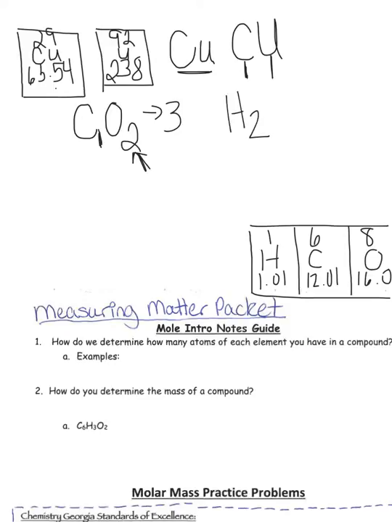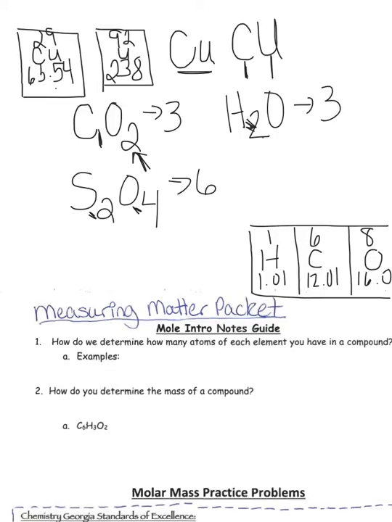If I have H2O, which is water, that little 2, called a subscript, is attached to just that hydrogen right there. So in H2O, there are also 3 atoms. 2 of them are hydrogen, 1 of them is oxygen. If I have disulfur tetroxide, this little subscript right here, this 2, is attached to that S. So there are 2 sulfurs, and the 4 is attached to the oxygen. So there are 4 oxygen. So there is a total of 6 atoms.